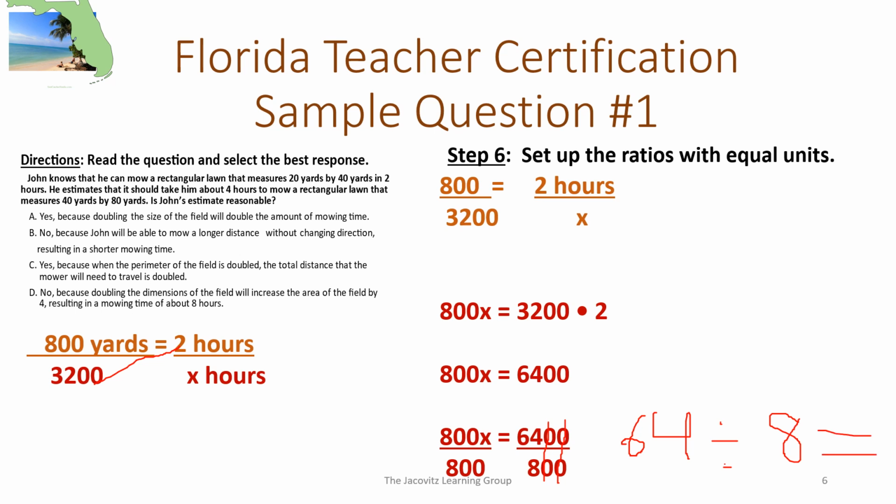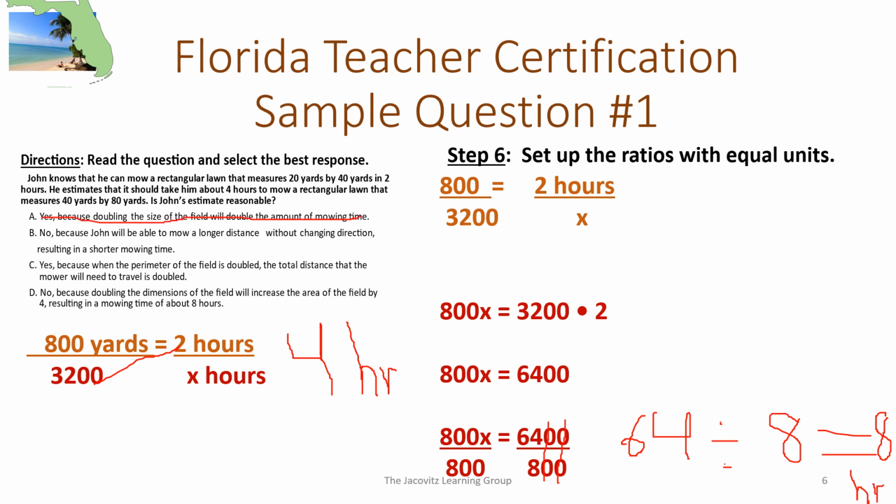So when we get ready to answer the question, it says, was John's estimate reasonable? Yes, because doubling the size of the field will double the amount of mowing time. Well, the amount of mowing time doubled would be 4 hours. But we have 8 hours. So this is 4 hours here, but this is 8 hours here, so it's not doubled. So we knock out A.